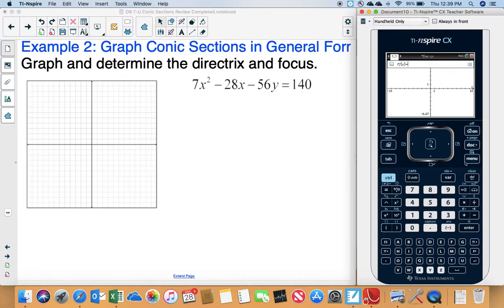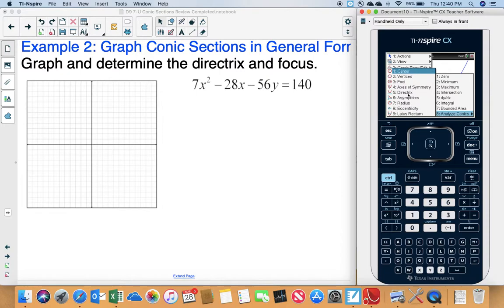You could go to graphs, go menu, graph entry, relation, and go from here and type in 7x squared minus 28x minus 56y equals 140. And we can get the whole parabola here. Now we know it's a parabola, and you could solve the directrix and the focus. You could go to menu, analyze graphs, and choose analyze conics, and choose the values that you need.